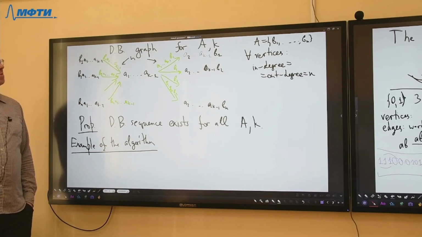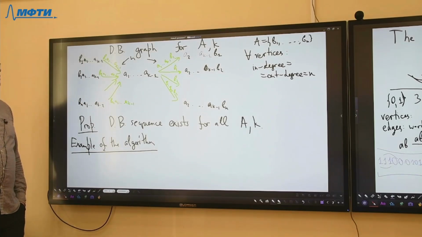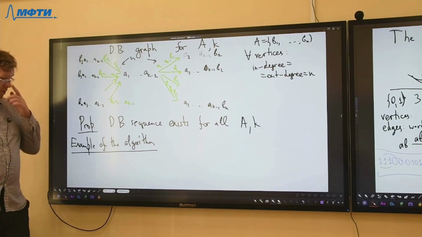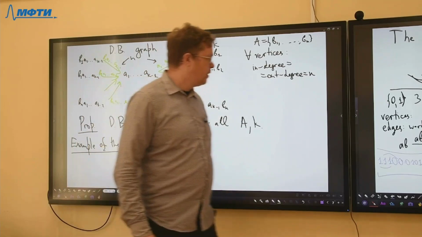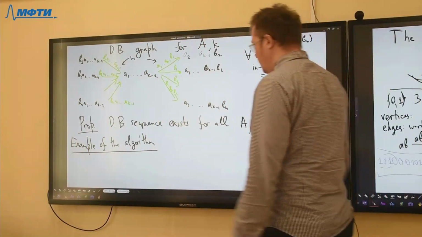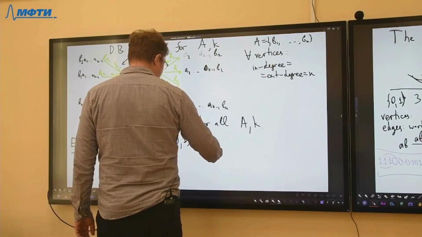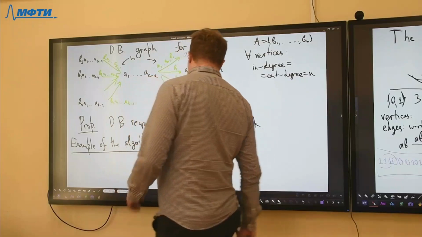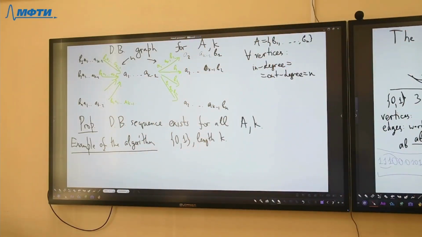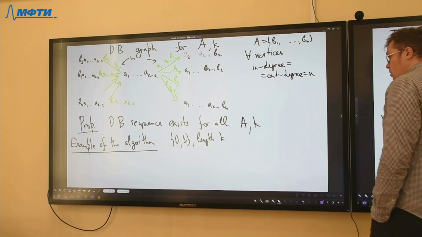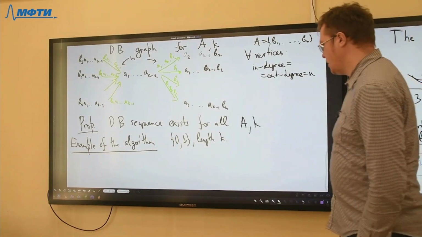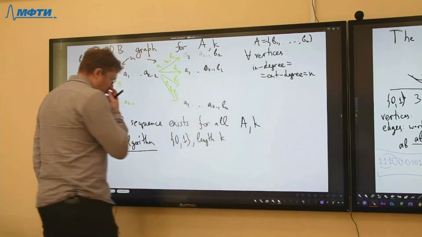Okay, so now I need to be sure that it will work, but I think we will. So for the 0, 1 and length k, I will write this for 0, 1, but of course it can be generalized for all alphabets. And I think if you look close, you understand how to generalize it.